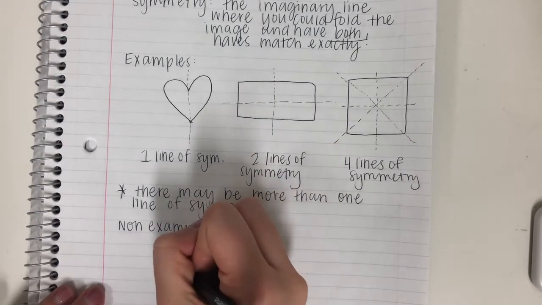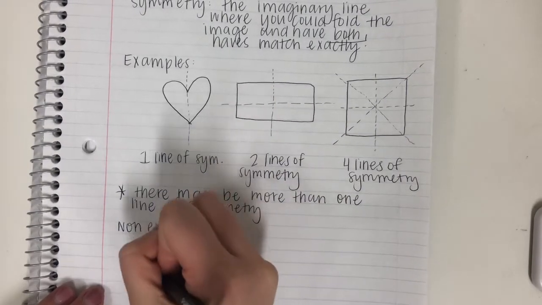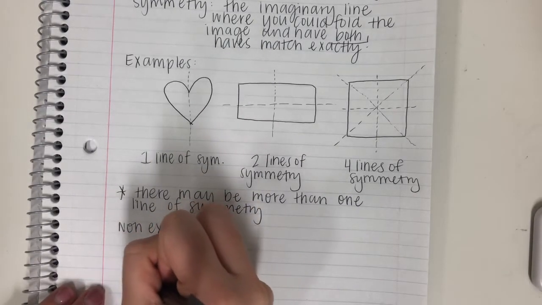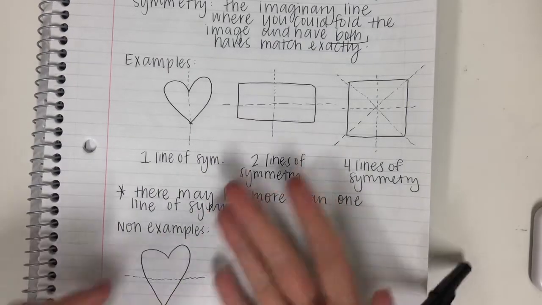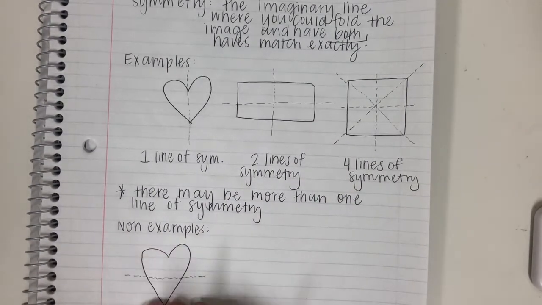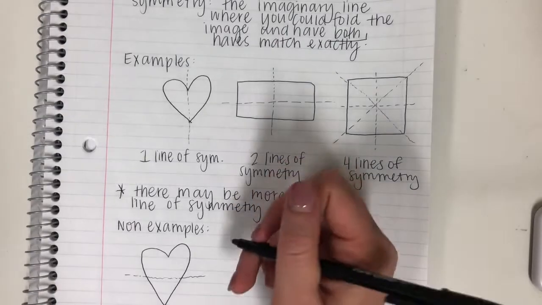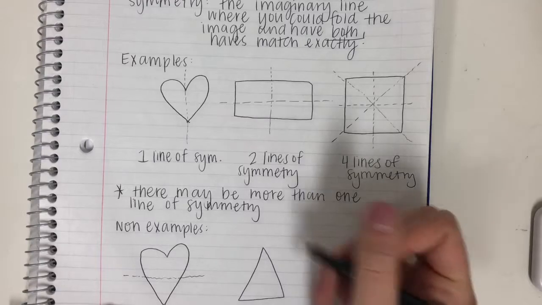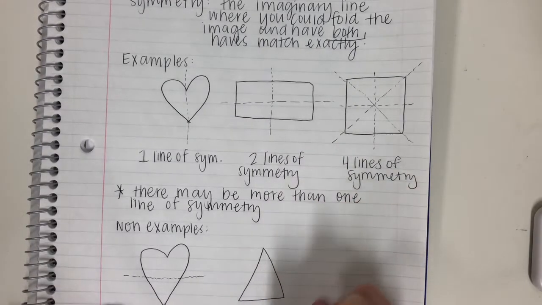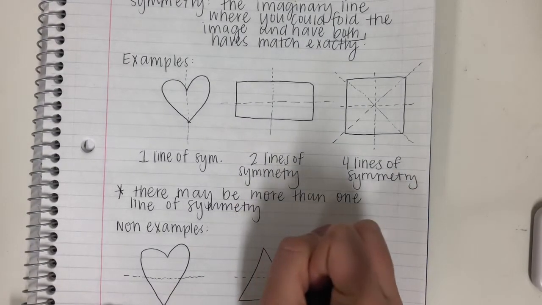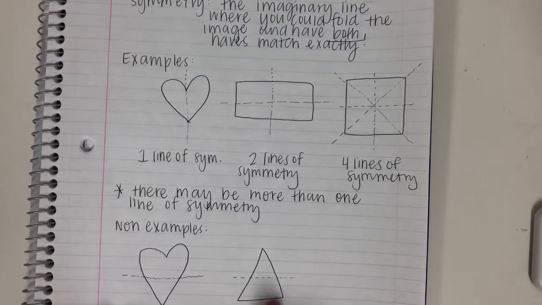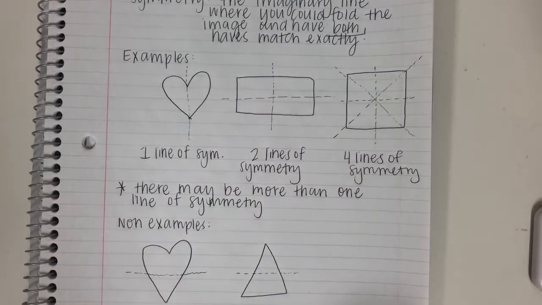So let's say you take a heart and you're like, oh, I know a heart has one, but instead of going down the middle, you try to split it across. Well, that wouldn't work because this will not match up with that. This would kind of hang over. So that's a no. A triangle, you could split a triangle down the middle, but you could not do it this way. So that wouldn't work, because when you fold it, that peak would not match here. You could do it this way, down the center, but you couldn't split it that way.